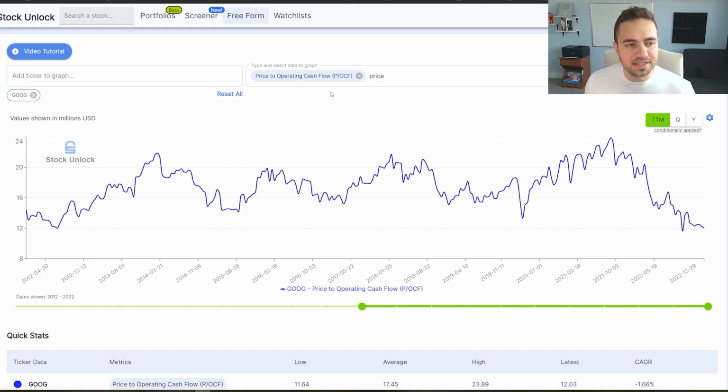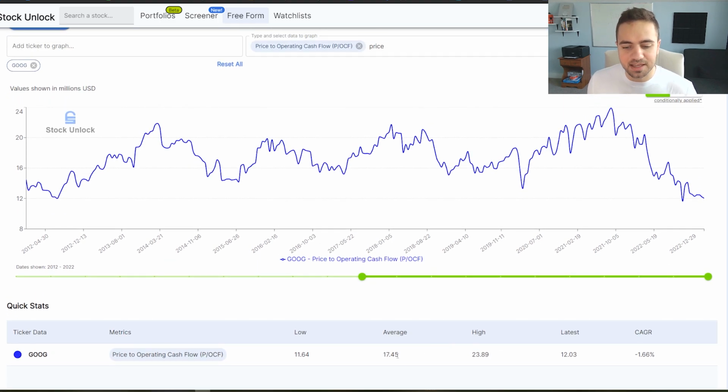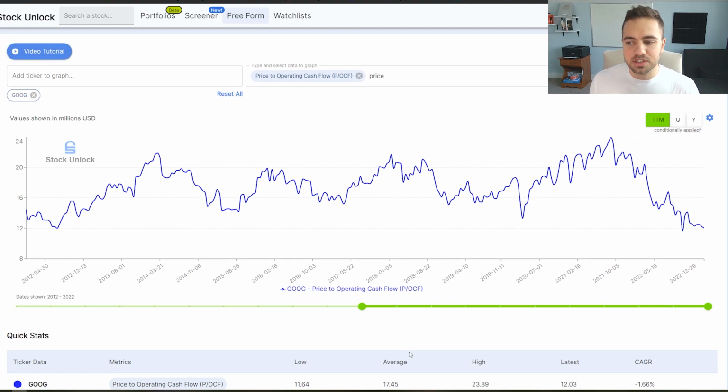So for Google in this example, I want to use the operating cash flow and the price to operating cash flow metrics. And by using our freeform tool, we can see that over the past decade, Google has had an average price to operating cash flow of about 17.45, or about 17.5 if we want to round up. Now we can also see that the lowest that Google has traded for has been about a 12 price to operating cash flow, which is how the stock is trading today.